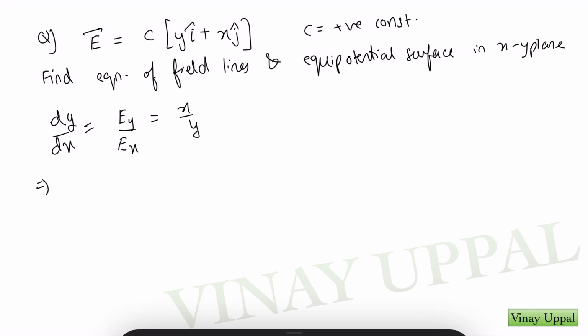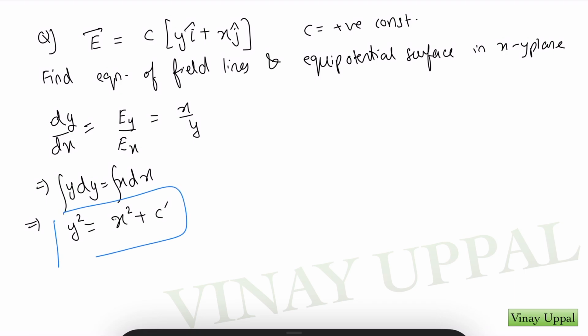And now all I have to do is integrate. So I'll have y dy is x dx, and I'll just perform indefinite integration. So I'll get y squared by 2 is equal to x squared by 2 plus some constant. So let me write it that way. This will be a general family of electric field lines.